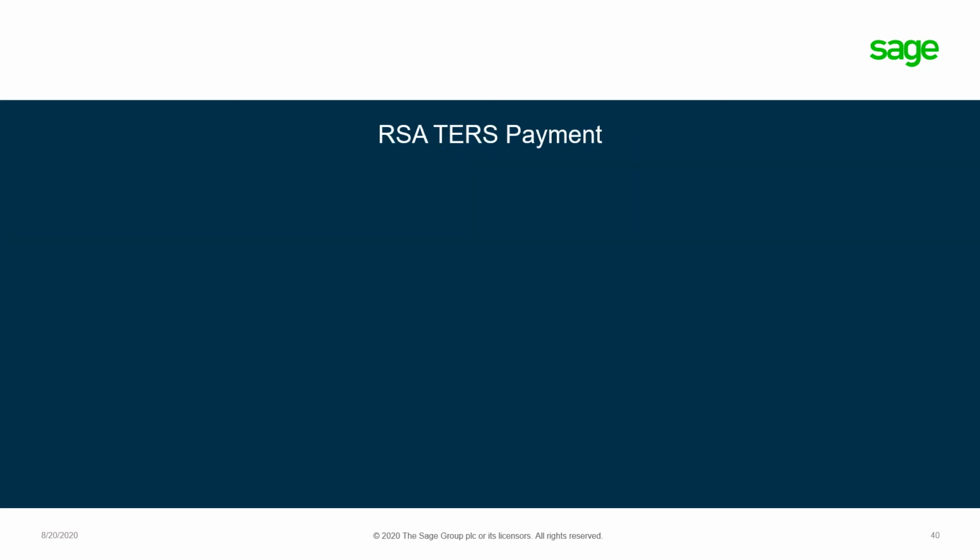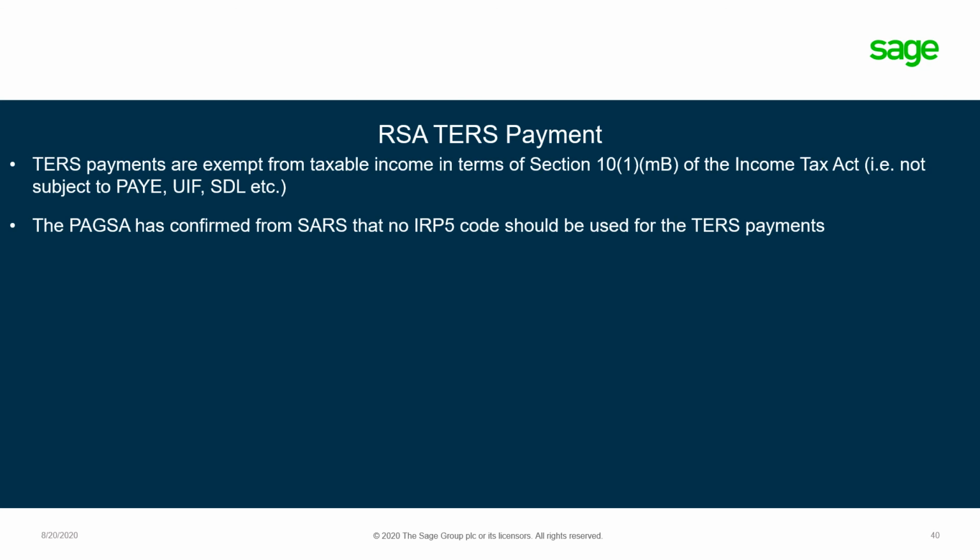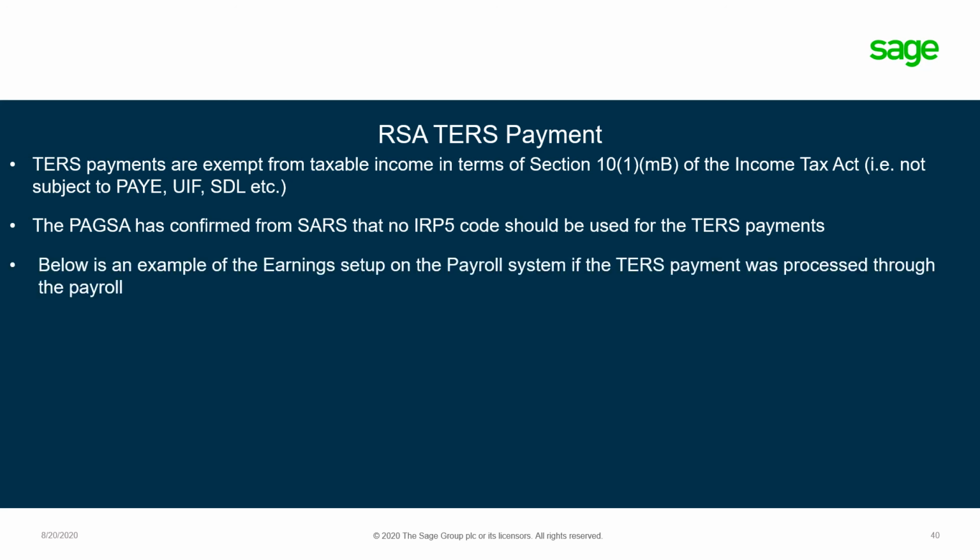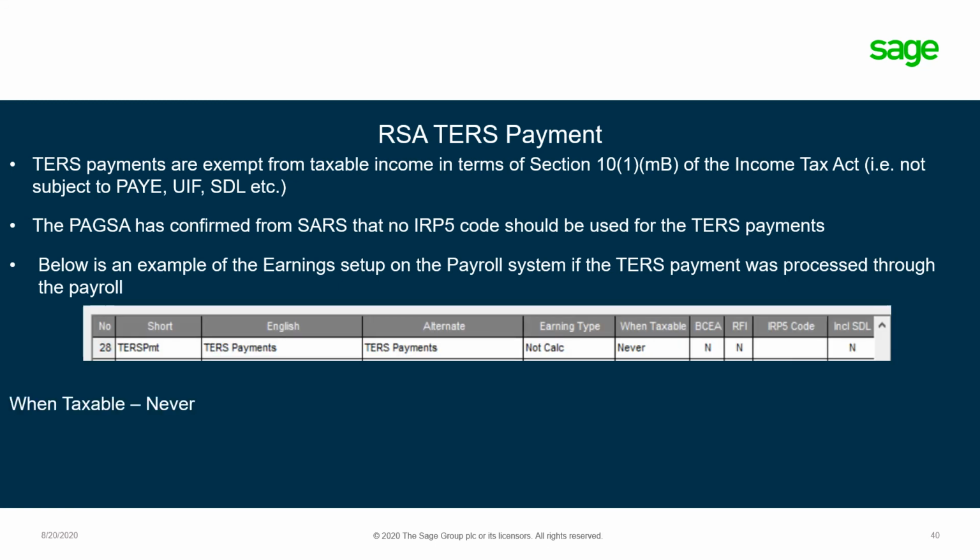RSA TERS payments. TERS payments are exempt from taxable income in terms of Section 10 of the Income Tax Act. The PAGSA has confirmed from SARS that no IRP5 code should be used for the TERS payments. Below is an example of the earnings setup on the payroll system if the TERS payment was processed through the payroll. Taxable should be set to never. No IRP5 code. Include for SDL should be set to N.